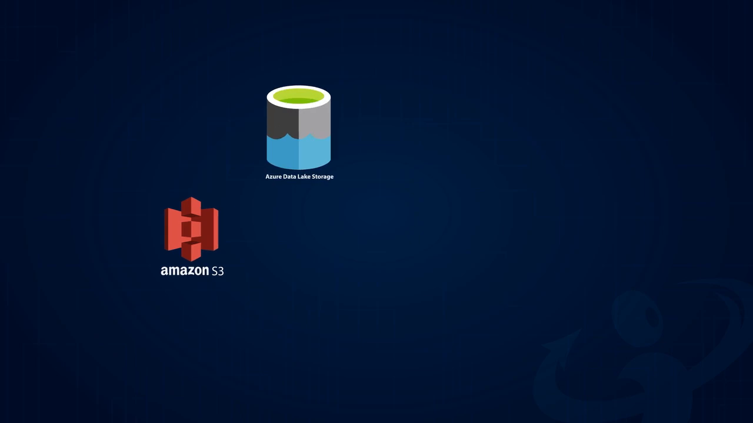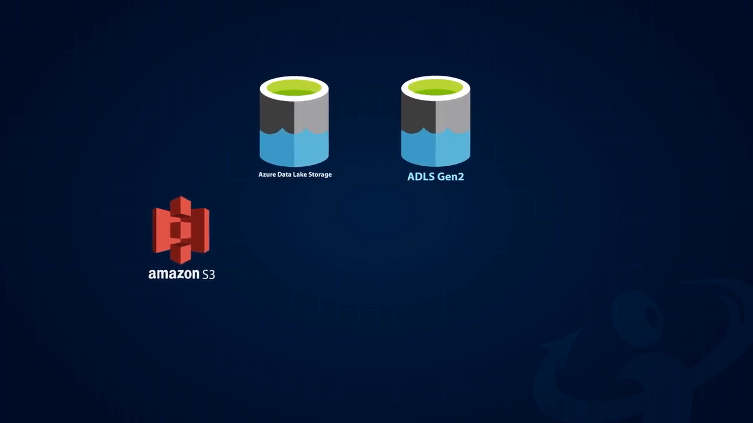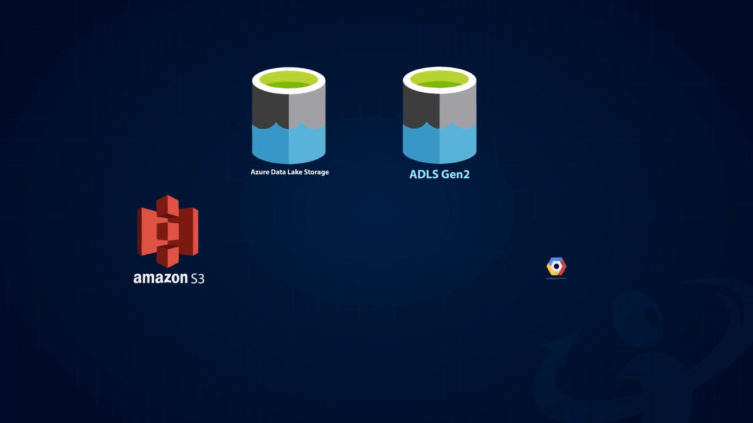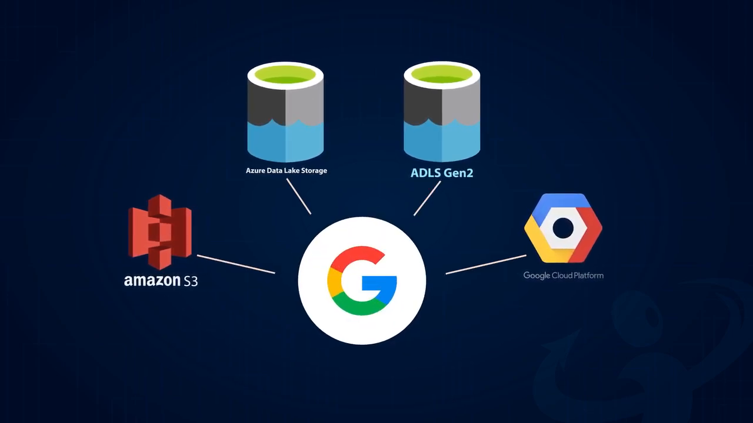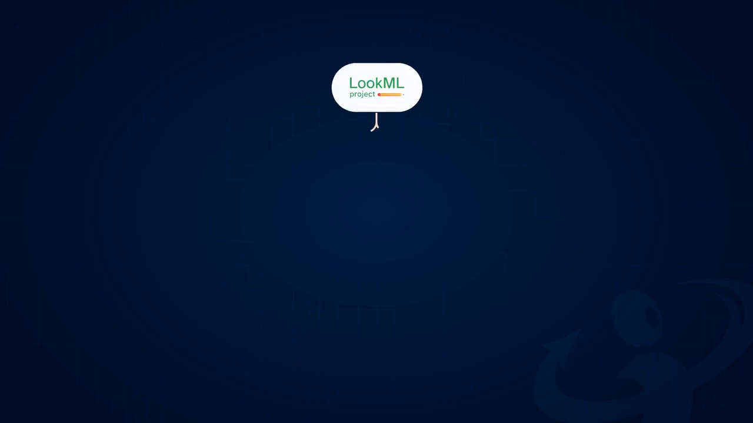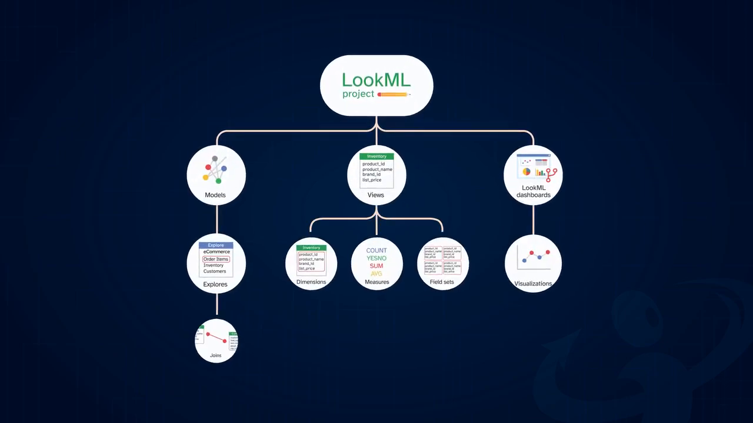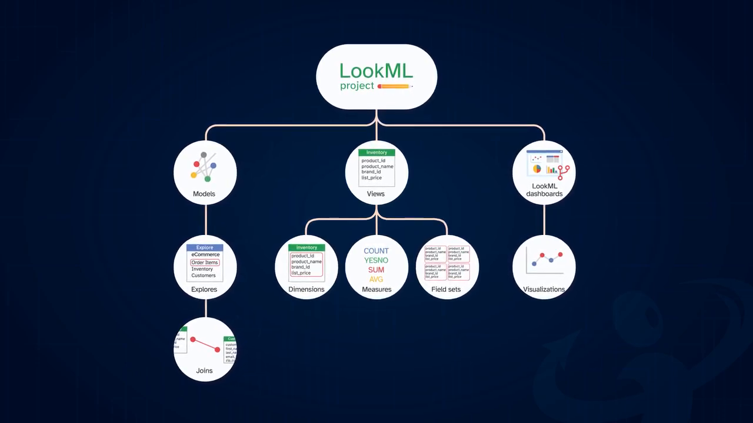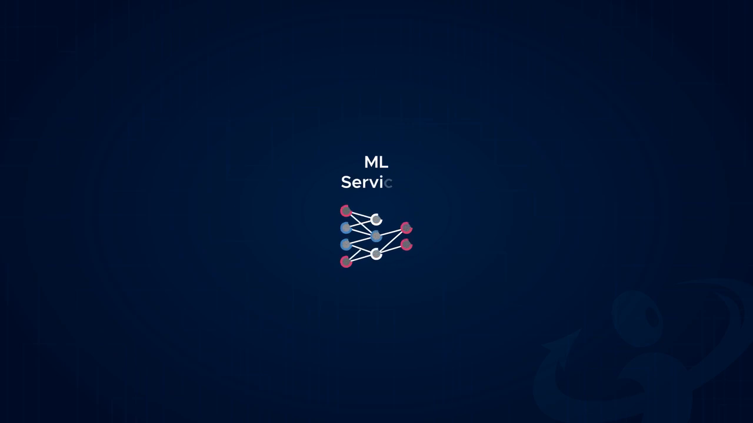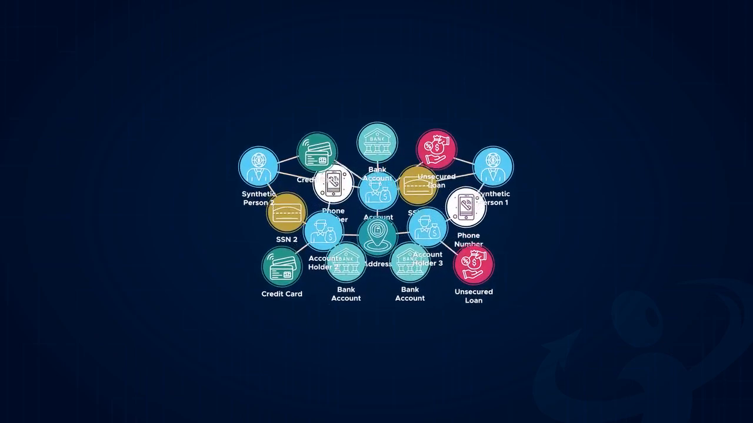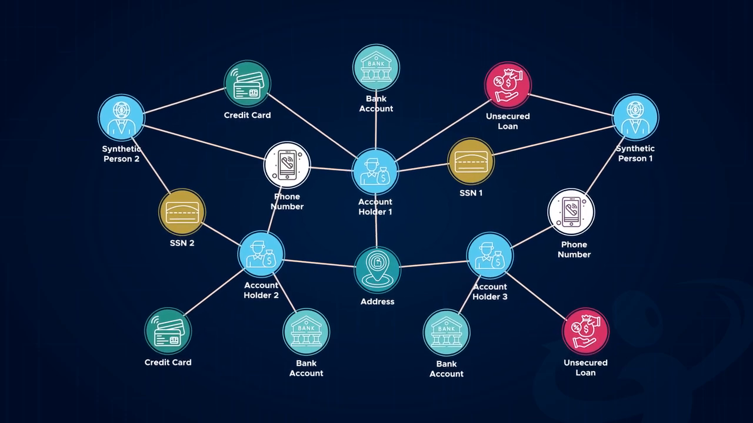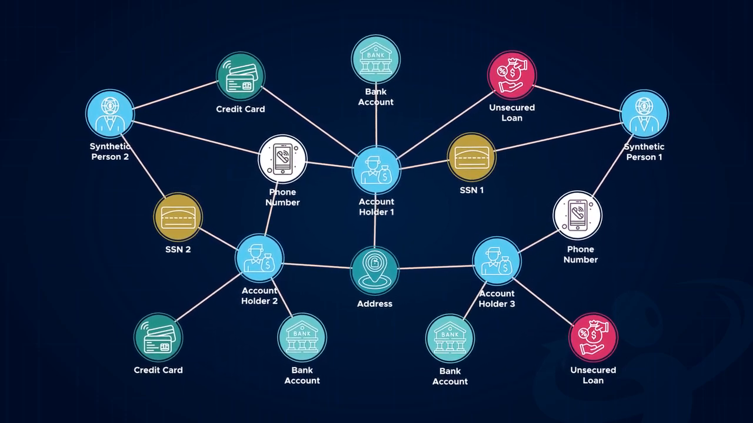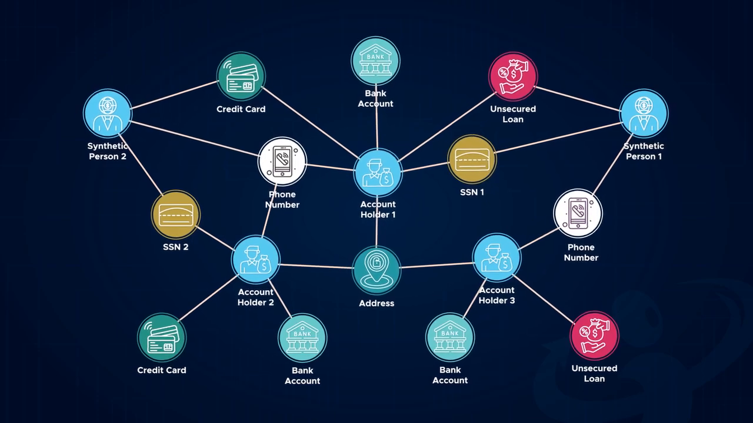S3, Azure Data Lake Storage, ADLS Gen 2 for Azure, and GCP for Google, make data more accessible. The LookML modeling language simplifies SQL complexity, enabling marketing teams to analyze campaign performance. Machine learning models leverage this data for continuous learning and optimization. For example, fraud detection systems in banks use real-time transaction data to identify suspicious activities and prevent fraud.